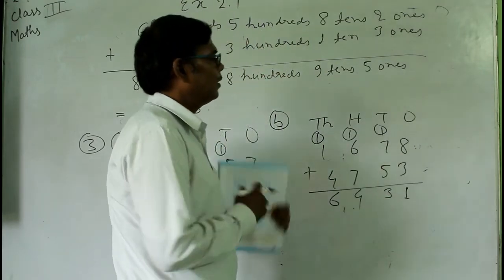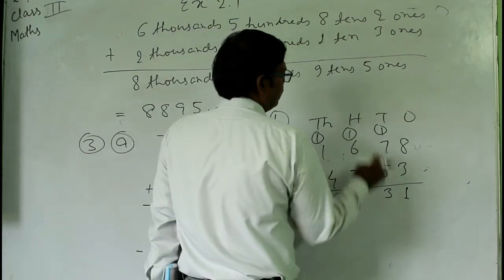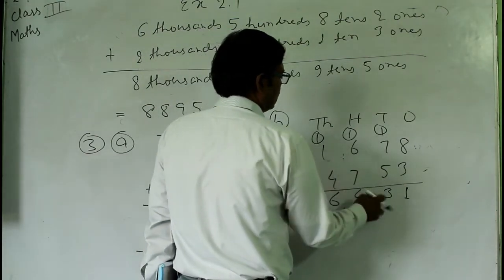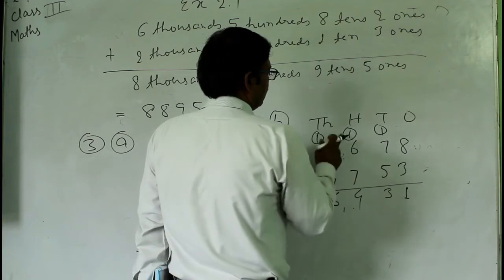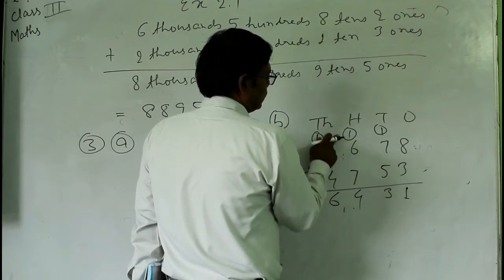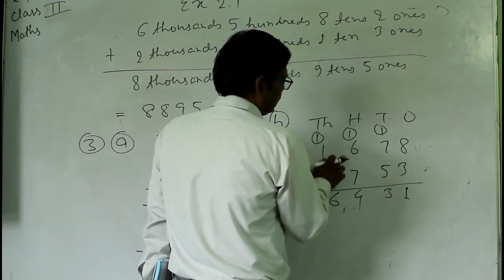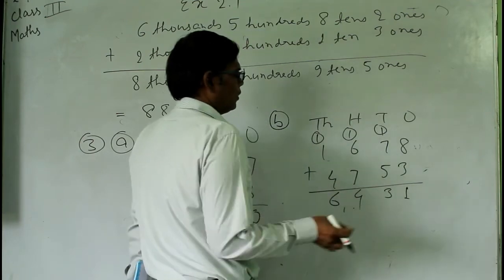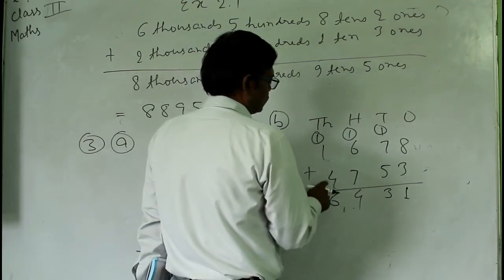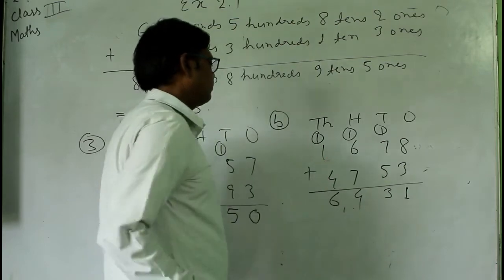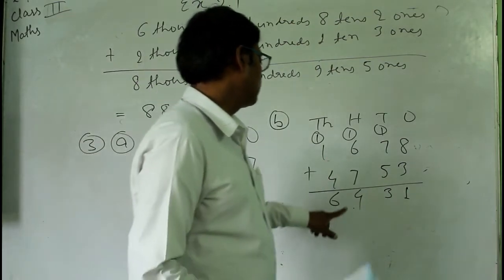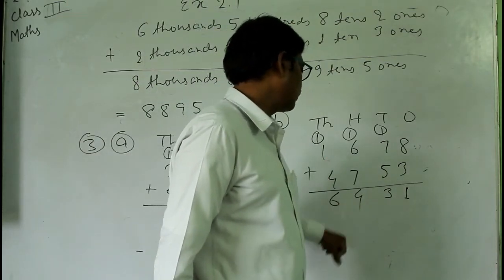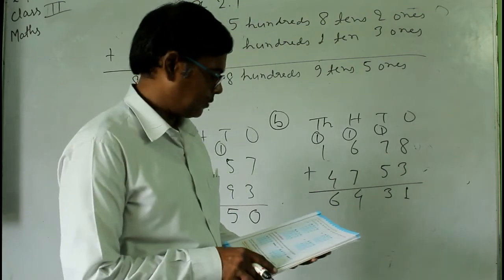Okay, you will carry 1 and then 7 plus 1 will be 8. 8 plus 5 will be 13. Then carry again 1. 1 is carried here. So 6 plus 1 is 7 and 7 plus 7 will be 14. Then again carry 1. Then 1 plus 1 is 2 and 2 plus 4 is 6. So this is the sum. That is 6,431. So this is the sum.